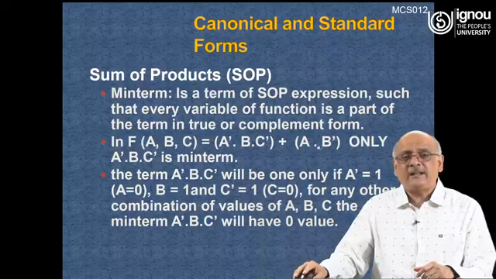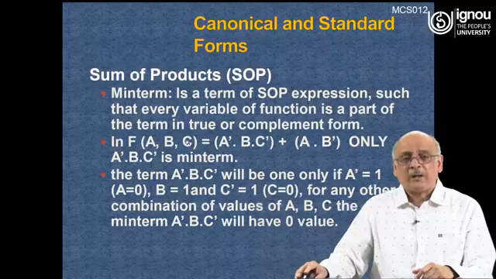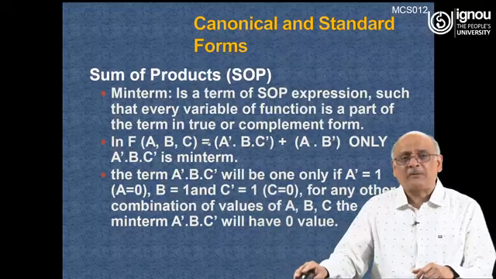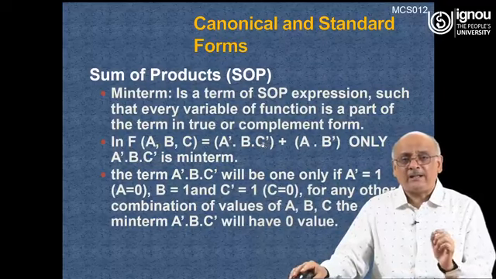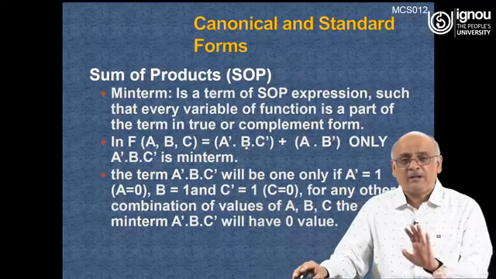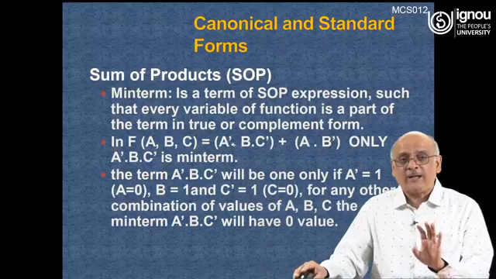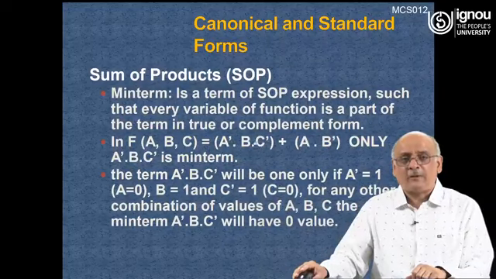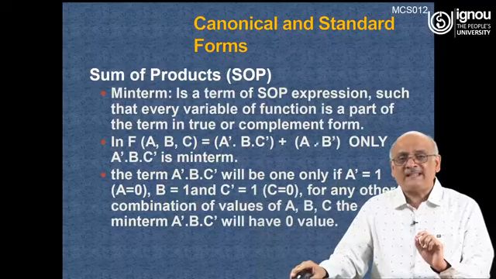And in this particular case, a dot b'. Now how many variables does this function have? A, b and c. This is an expression, the total expression, and in that expression we have this as a term. If in this particular term A, B and C all appear, either in normal form or inverted form, like B is in normal form but A dash is in inverted form, then this becomes the min term. Whereas this other one is not, because C is not appearing. So this is how we define the min term.